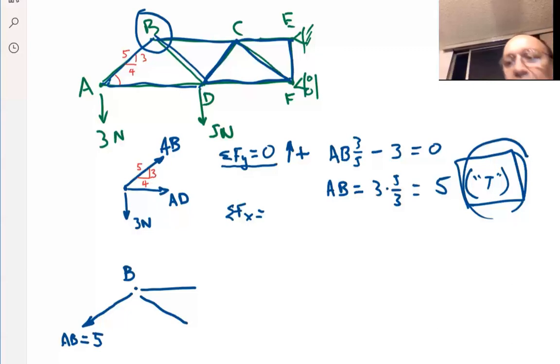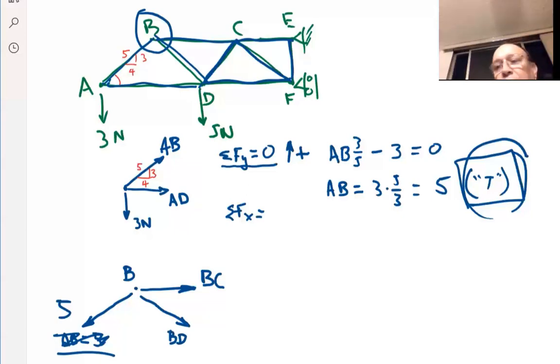You don't put any sign, you just put a 5. You can just put the value like this, just 5. If you put it like this, it's okay too. Now, this will be BC. You don't know if this is tension or compression, so you put it in tension. BD, you don't know BD, so you just put it in tension. All right? And we do the equations.